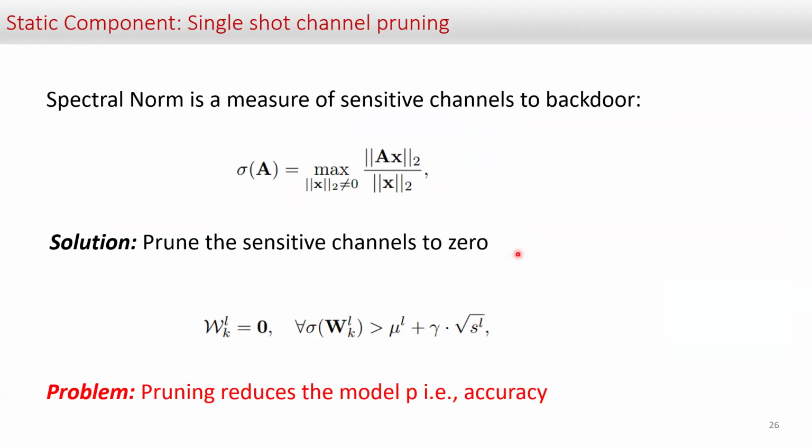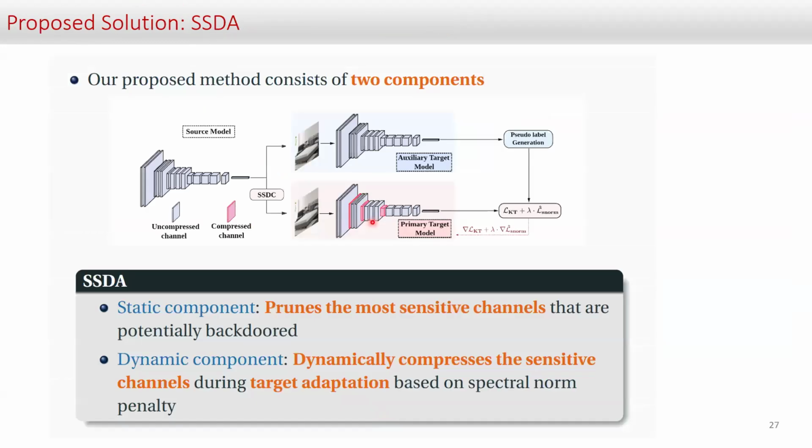So how do we know which channels are malicious? We basically take spectral norm as a measure of sensitivity in the model. We measure the spectral norm of every channel in the model and prune the ones that are above a certain threshold. This threshold can be tuned, and the performance of the defense, of course, varies with the selection of the threshold. But the problem is, pruning reduces model accuracy. Once you prune those channels, the model performance goes down.